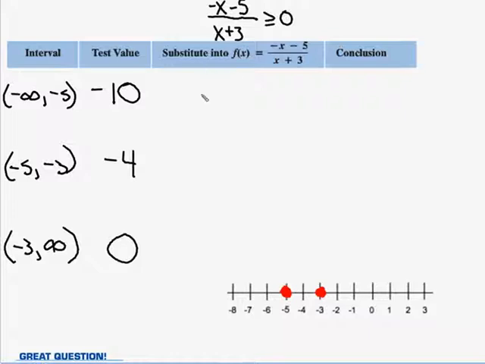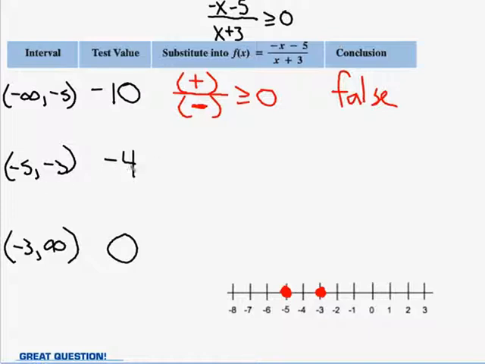Okay, let's see if our inequality is true or false. Now here we have a fraction, so let's see what our sign is going to be. Plug negative 10 in the numerator. Negative 10 becomes positive 10. 10 minus 5 is positive. In the denominator, negative 10 plus 3 is negative. A positive divided by a negative is a negative. Is a negative number greater than or equal to 0? No, that's false.